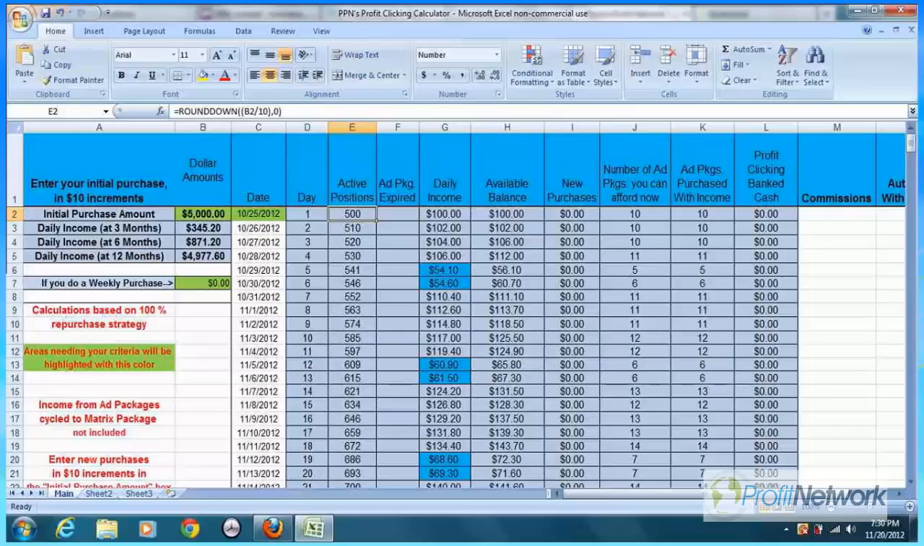So what do we do? Okay. Day one, you're making $100 a day. And you can use this strategy for any amount that you want. So if you only put in $1,000 and you're only able to purchase $100 worth of ad packages, or if you were only able to purchase $50 worth of ad packages, whatever, you can still use the same strategy. I'm just throwing out $5,000 as a random number, just to see.